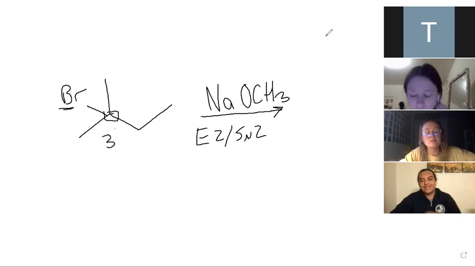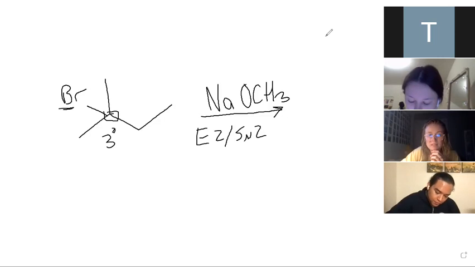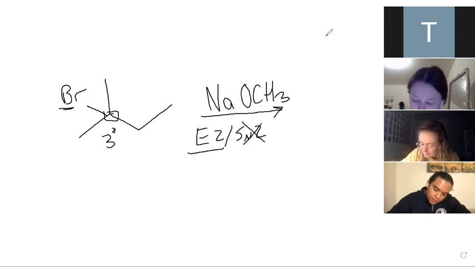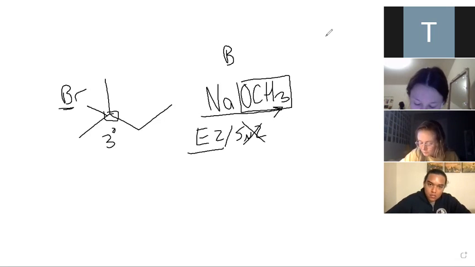Okay. So since it's a tertiary, is it Sn2 or E2? Yep, it cannot be Sn2, right? Sn2 cannot happen on a tertiary carbon, so it must be E2. So it is going to be an elimination. So now we know that this OCH3 is going to act as my base. We know this is a strong base.